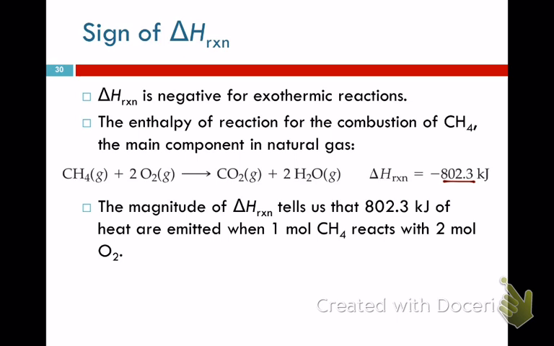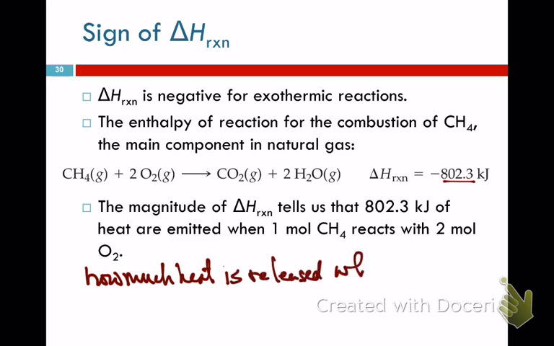Okay, so now, last problem for this chapter. How much heat is released when, let's say 5 grams of methane is burned?